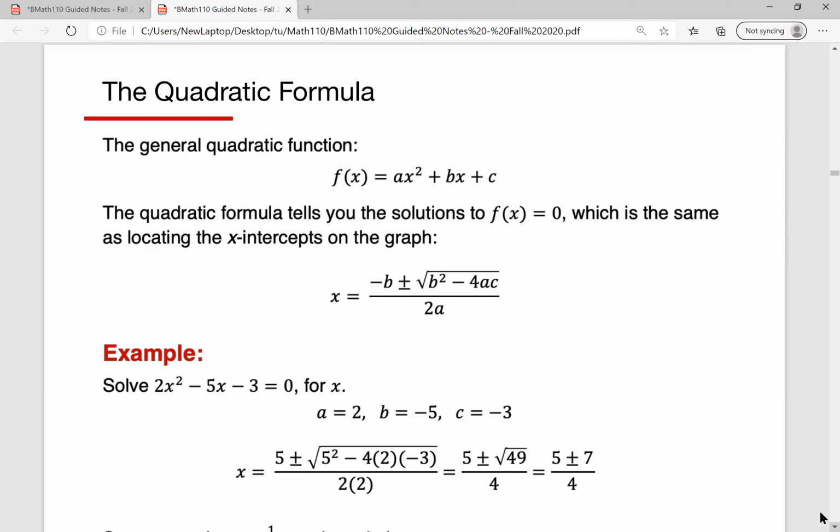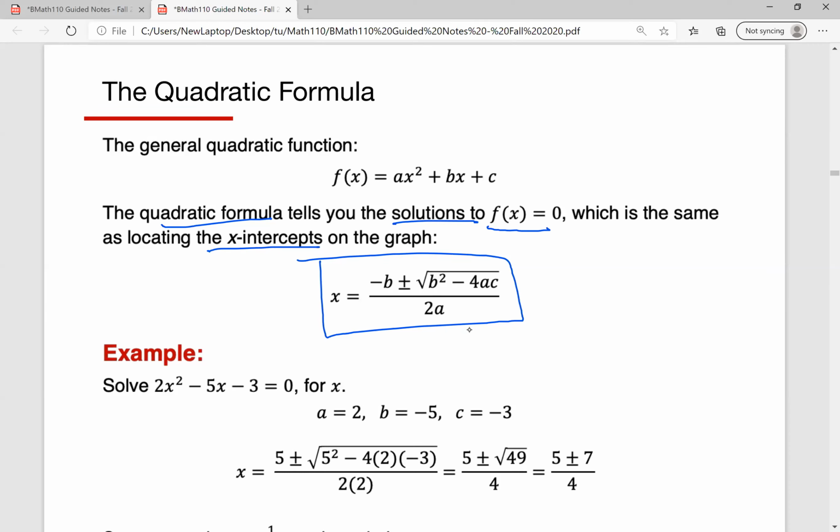So we have a general quadratic function, and the quadratic formula will tell you the solution to f(x) equals 0. So if you make this equal 0, you can solve by this formula in order to locate the x-intercept. So, for example, I have 2x squared minus 5x minus 3 equals 0, solve for x. And in here, I list out a equal to 2, b equal to -5, c equal to -3.